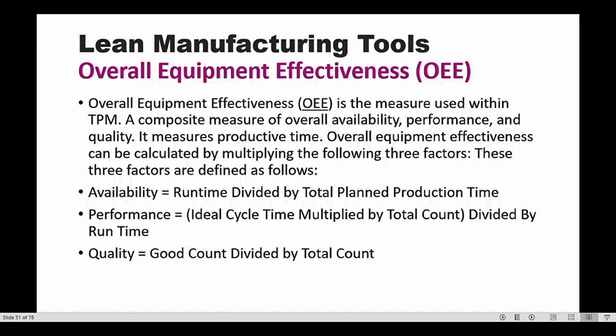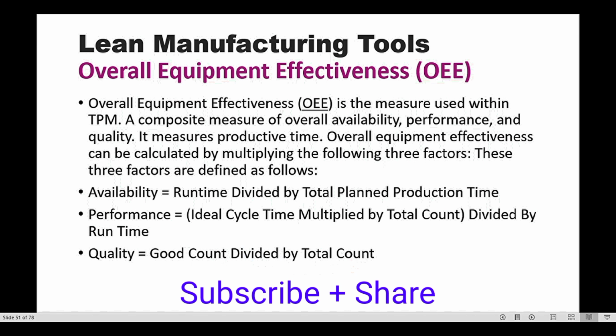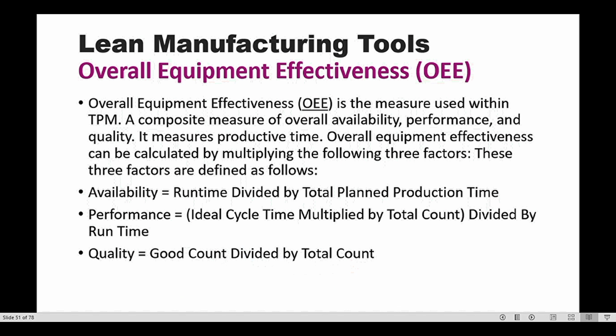Further, the third element is quality. Quality is good count divided by total count. Either good counts are 100 and total counts are also 100, it means 100% quality. If good counts are 80 and total counts are 100, you can say it will be 80% A category and 20% B category or rejection. That is not acceptable, as those rejections will lead to minimizing the profit or to losses.